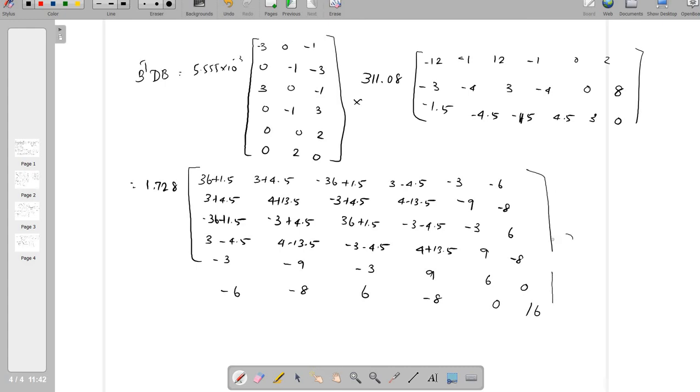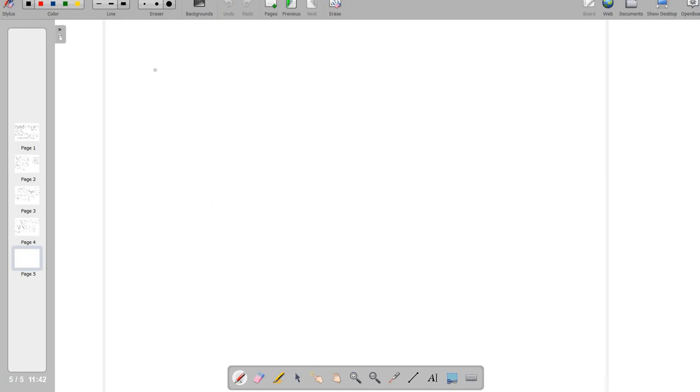So now halfway we have calculated B transpose DB. Finally, we have to multiply B transpose DB with area into thickness to get the stiffness matrix. So the stiffness matrix K is equal to 1.728 times the matrix whose first row is 37.5, 7.5, minus 34.5, minus 1.5, minus 3, minus 6.